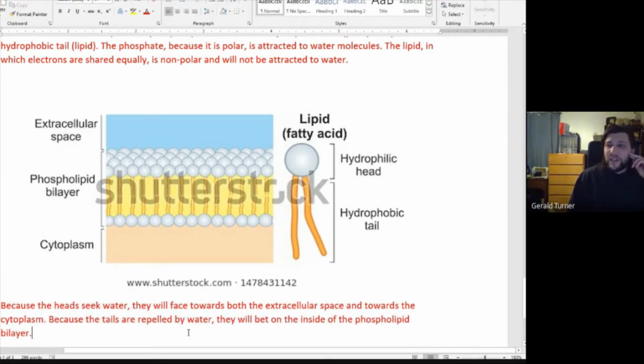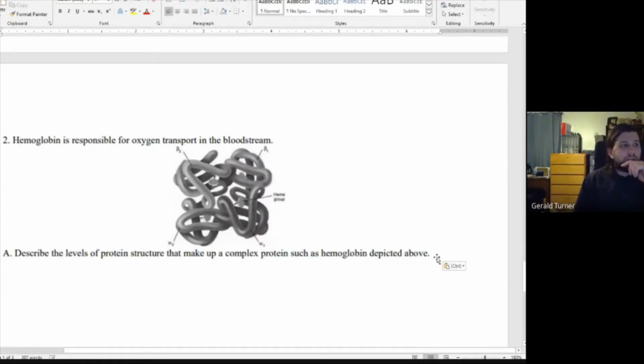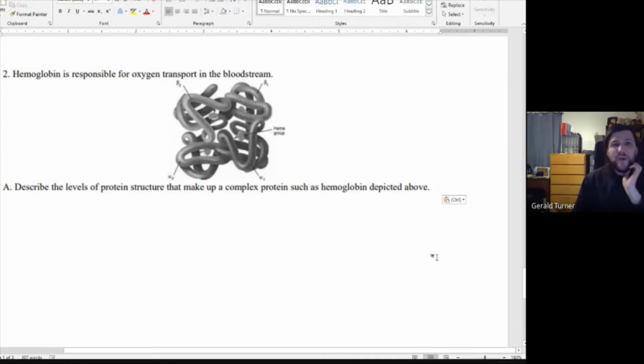So it was a little bit of biochemistry for us. Now we've got a question about hemoglobin. So hemoglobin is responsible for oxygen transport in the bloodstream. Describe the levels of protein structure that make up a complex protein such as hemoglobin depicted above. So this is reminding us about, this is where we had primary, secondary, tertiary, and quaternary structure.